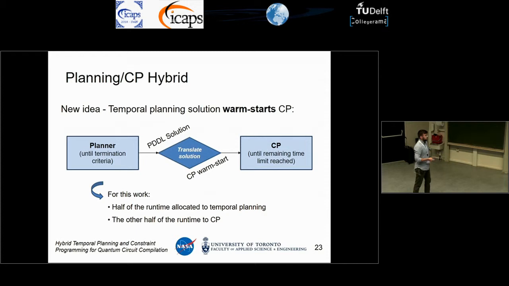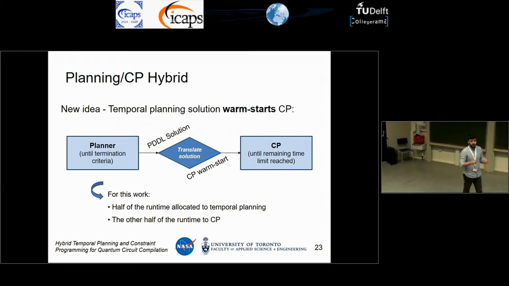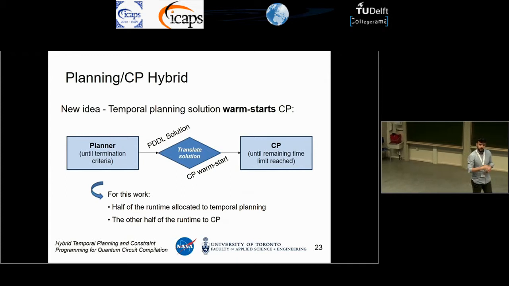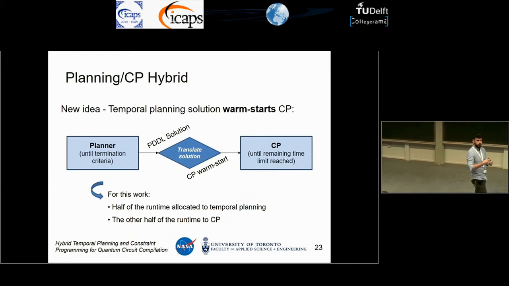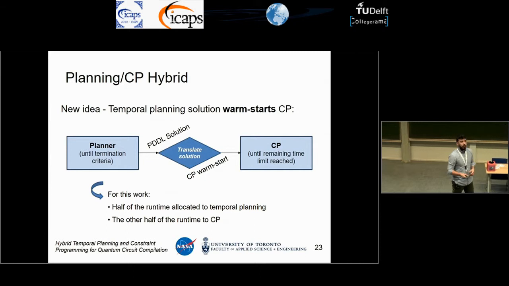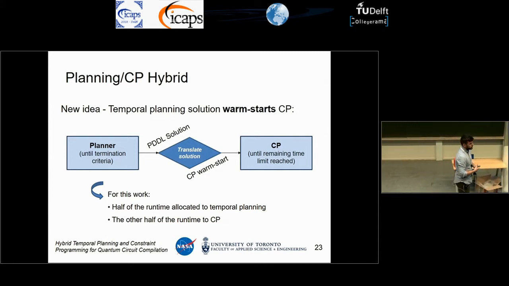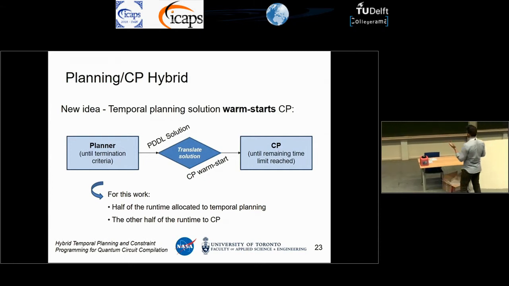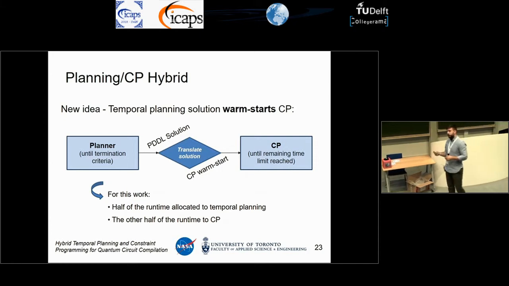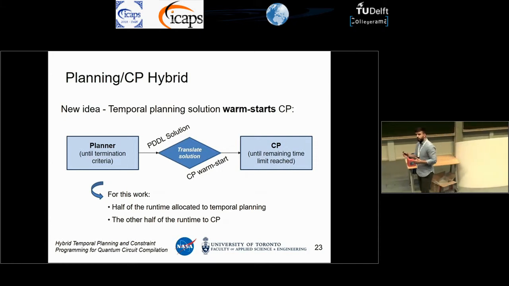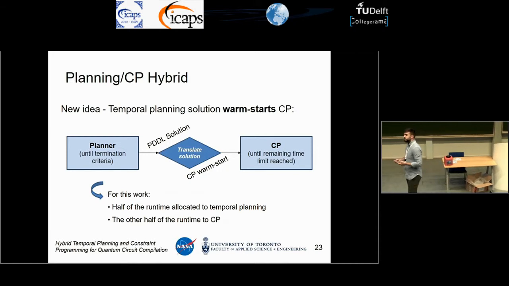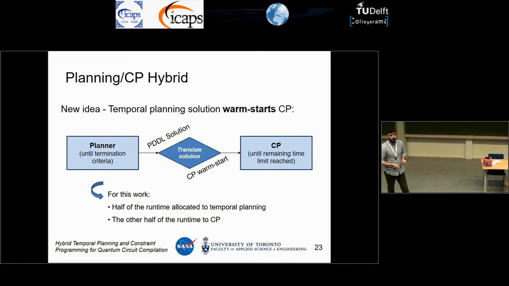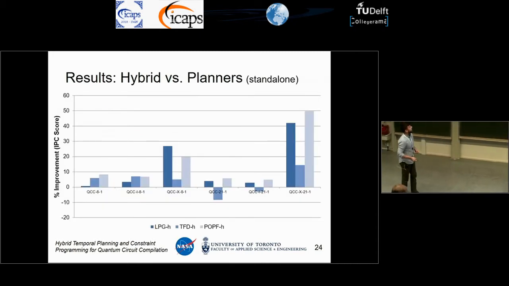So what we do is we take the planner, we run it until some sort of termination criteria, we take the PDDL solution, translate it to a CP-readable warm start, which is not as easy as it sounds, and then we run the CP model for the remainder of the duration. This is a graphic illustrating that. For this work, we use a naive half and half method. Future work would look at more complicated strategies for this. Okay, so how did it do?